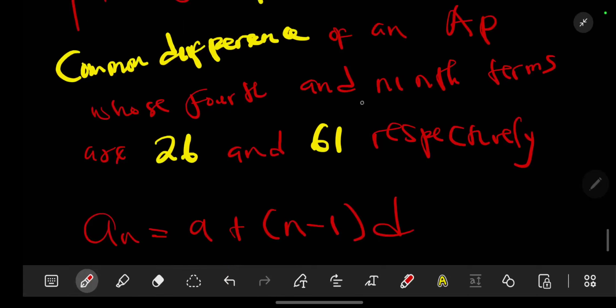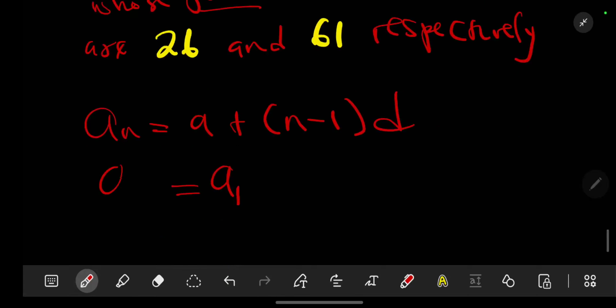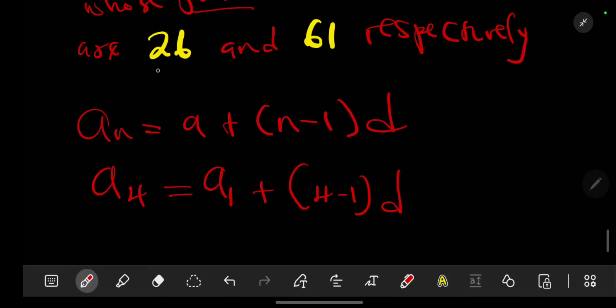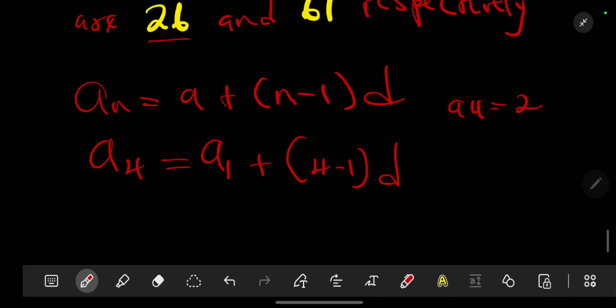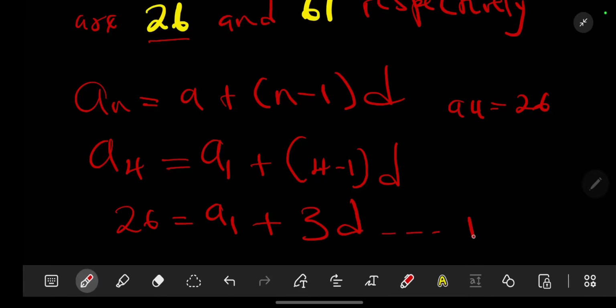Then which term is this? The fourth term, so we are going to say a4, which is term number 4, should be equal to a1 plus (4 minus 1) times d. Our d is unknown, so this is what we are going to do. The fourth term is 26, so a4 is equal to 26. Where there is a4, we say 26 should be equal to a1 plus (4 minus 1), that's 3, times d. So this is the first equation.